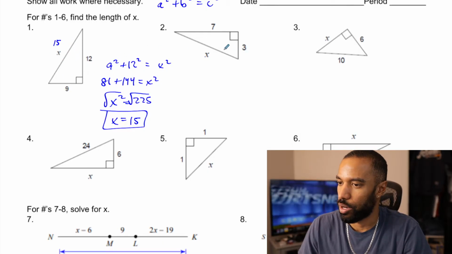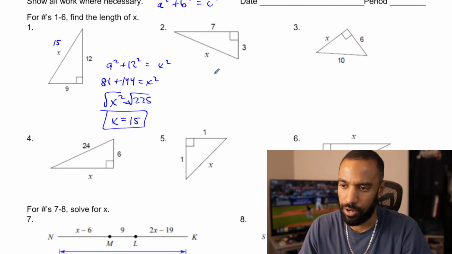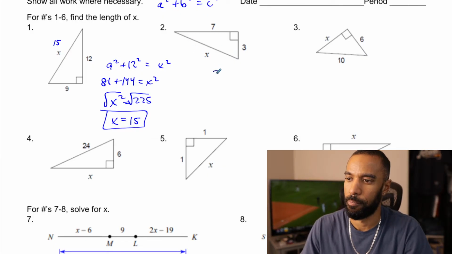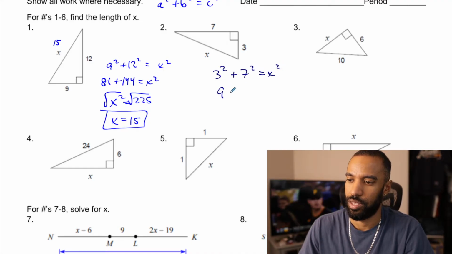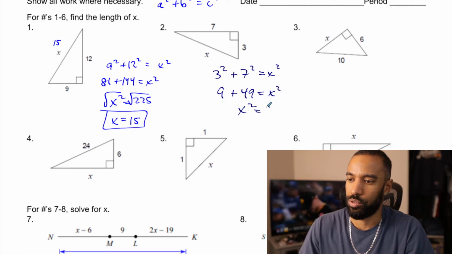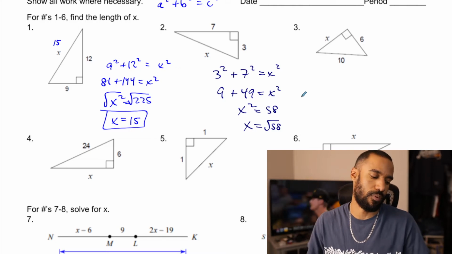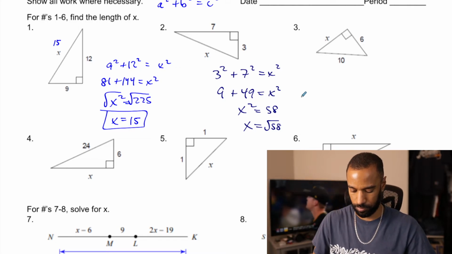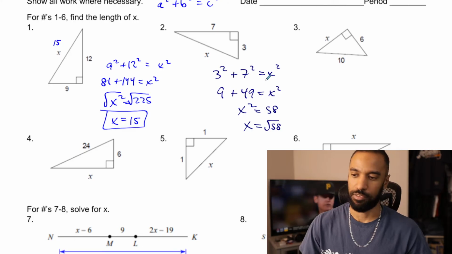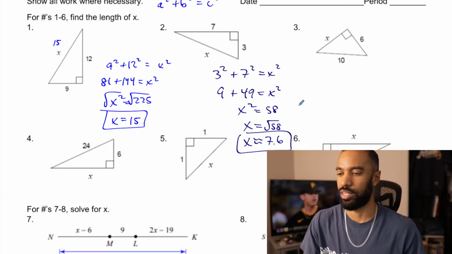That's something called a Pythagorean triple, the same reason I knew that other length was going to be 5. This one, I don't know off the top of my head, it's not a Pythagorean triple. 3 squared plus 7 squared equals x squared. 9 plus 49 equals x squared. X squared equals 58, so x is the square root of 58. If you round that, it's around 7.6 right there.